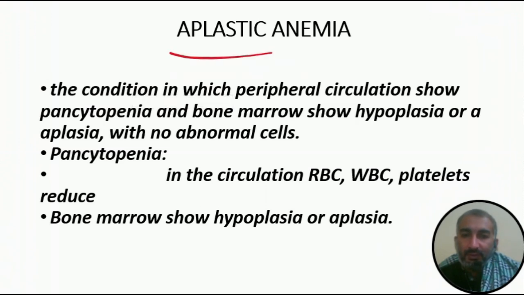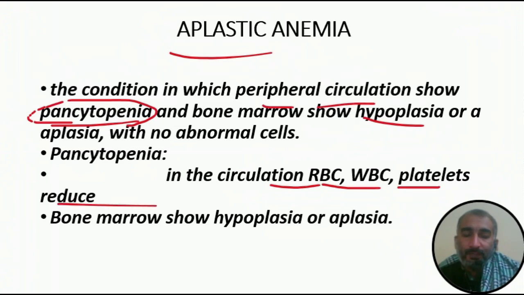So one is aplastic anemia. What is aplastic anemia? It is a condition in which the peripheral circulation shows pancytopenia, and the bone marrow shows hypoplasia. So what is pancytopenia? Pancytopenia means that in the circulation, RBCs, WBCs, and platelets are reduced. If in the blood circulation the RBCs, WBCs, and platelets are reduced, we say the condition is called pancytopenia. So in aplastic anemia, pancytopenia occurs. The second thing is that the bone marrow shows hypoplasia or aplasia. Hypoplasia means a low division of cells, or aplasia means it shows no cells at all.